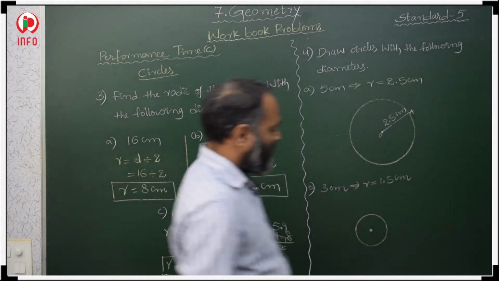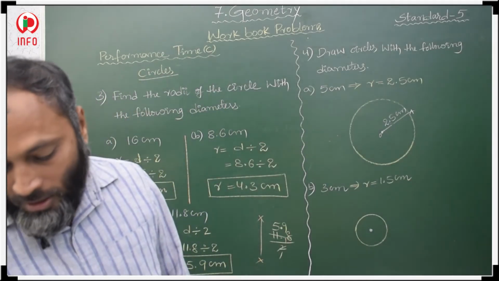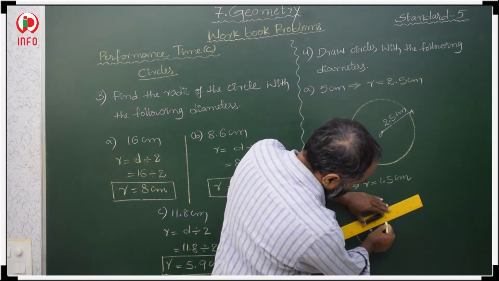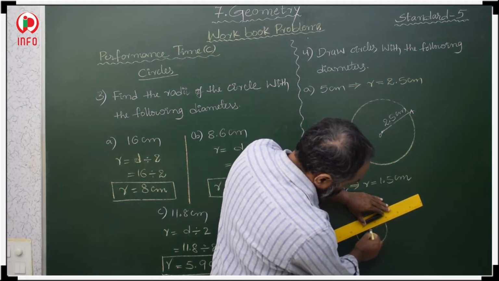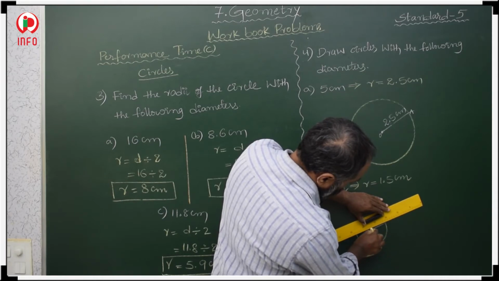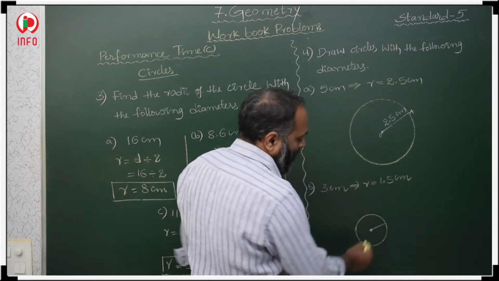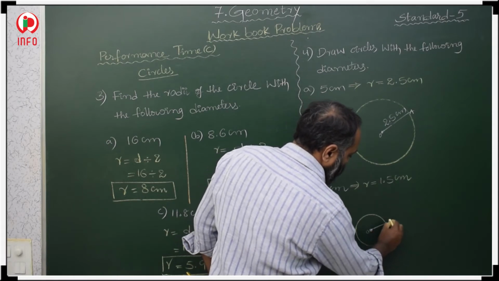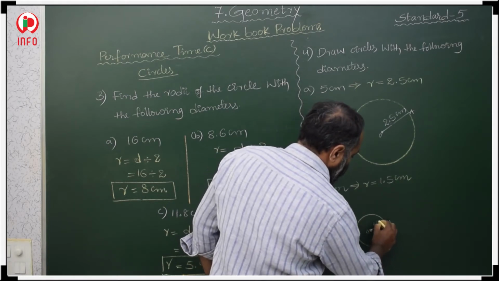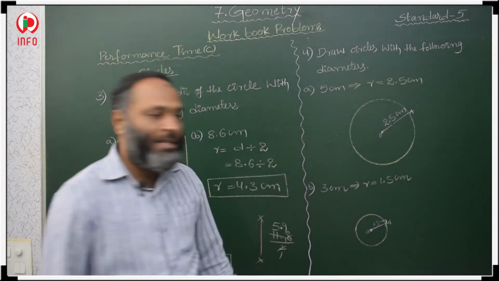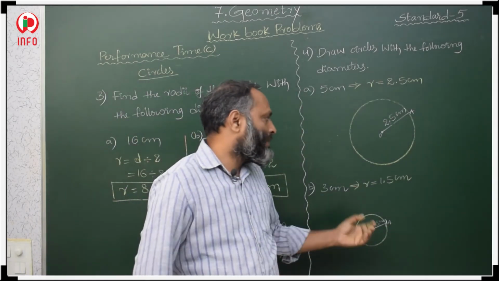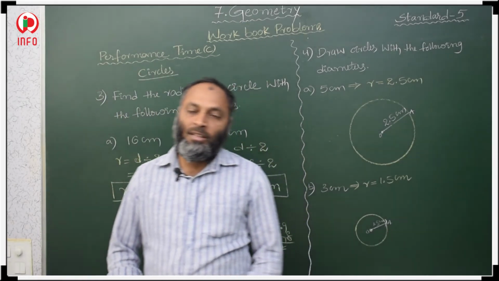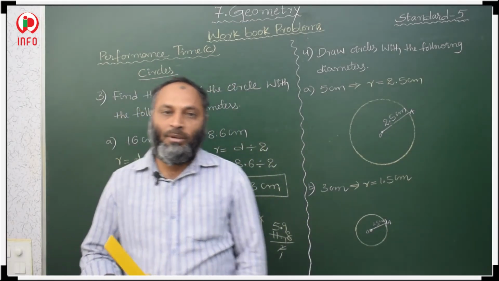Then you will form your circle. Then after that, draw a radius using the scale from center to a point on the circle, and after that measure your radius length. That should be 1.5 centimeters. Then your answer is correct. Okay. So like this we have to construct when diameter is given. In this, one more question is left. That question is your home assignment.